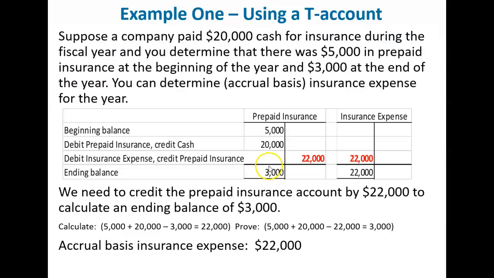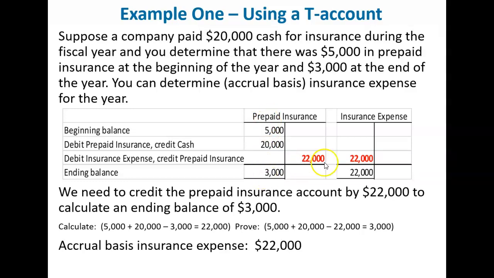Another way to look at the problem is by using a T account. Same facts. Just set up a T account for prepaid insurance and pop the numbers in. It's an asset account, so the beginning balance was a $5,000 debit balance. The ending balance was a $3,000 debit balance. And we know that $20,000 was paid for an insurance premium at some time during the year. That would have been a debit to the prepaid insurance account and a credit to cash.